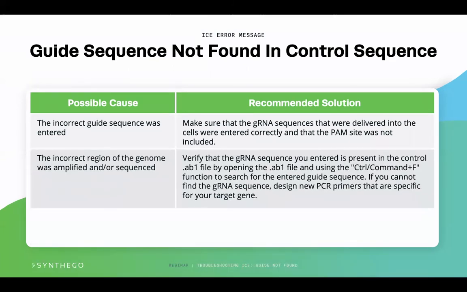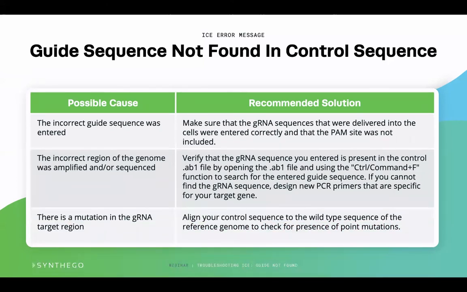A second possible cause is that the wrong section of the genome was amplified and sequenced. You should always verify the guide RNA sequence is present in the control.ab1 file in your favorite genetic software by copy and pasting the guide sequence into the wild-type sequencing file. You should see they both overlap at the target gene.